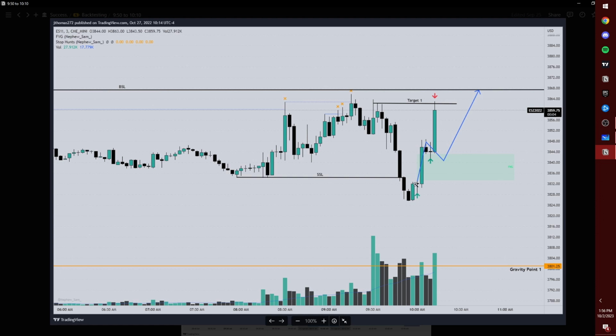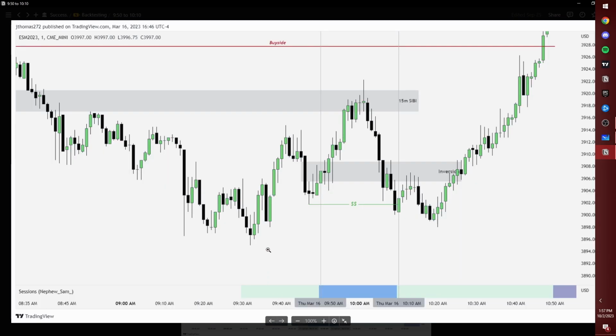So I'm sure if you dropped down to a 1, you would see the inversion fair value gap broken through. You can see it even here. We closed above it. Tap back into the inversion fair value gap in the BISI. There's your retracement entry.